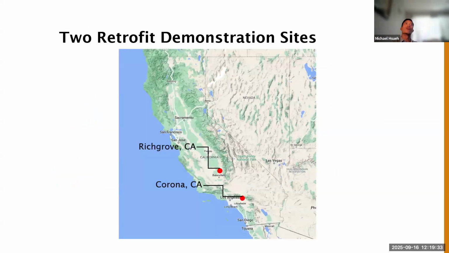So I'll just jump right into it. We had two demonstration sites. We were lucky enough to be able to install across several buildings, so it's not just one building, but two different areas. One was in Richgrove, California, in the Central Valley, and the other one in Corona, California, pretty close to LA. Both of them are fairly inland, not immediately coastal, and so can get pretty hot.